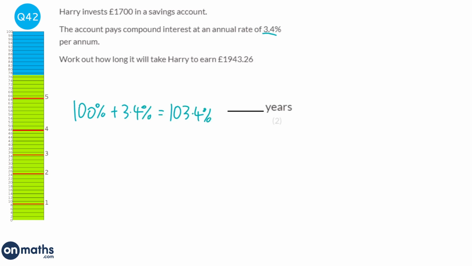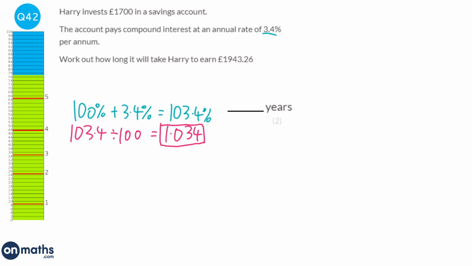And then we need to make that a multiplier, so we're dividing it by 100. And so that would be 1.034. So anytime we times a number by 1.034, we'll increase it by 3.4%.